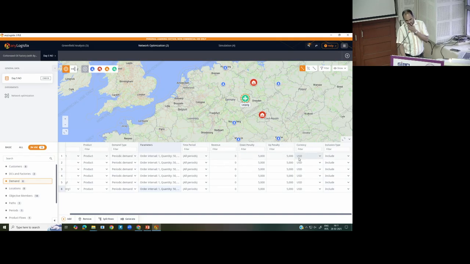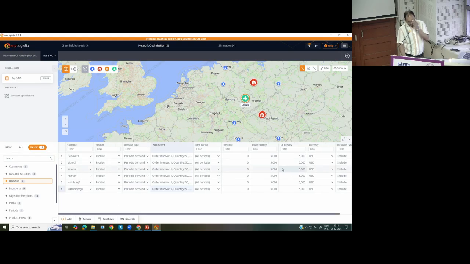Then you can see down penalty and up penalty. Currency is there and USD. Any idea what is this down penalty, up penalty? Okay, reaching on time. If delayed delivery is there, that's why you are saying that penalty. Down penalty is there and up penalty is there. Is it correct, guys? What is the purpose of penalty in this demand table?